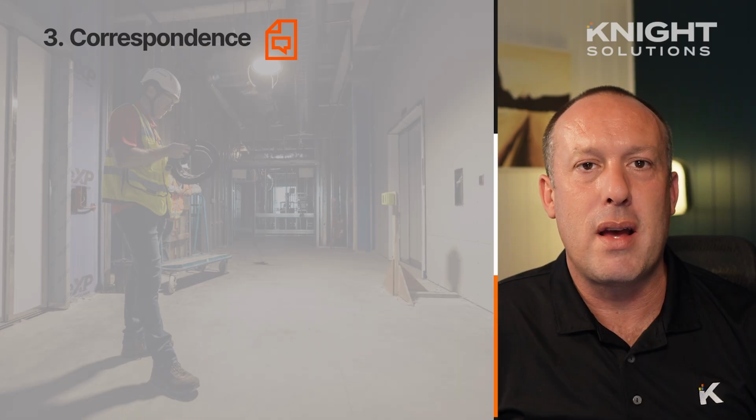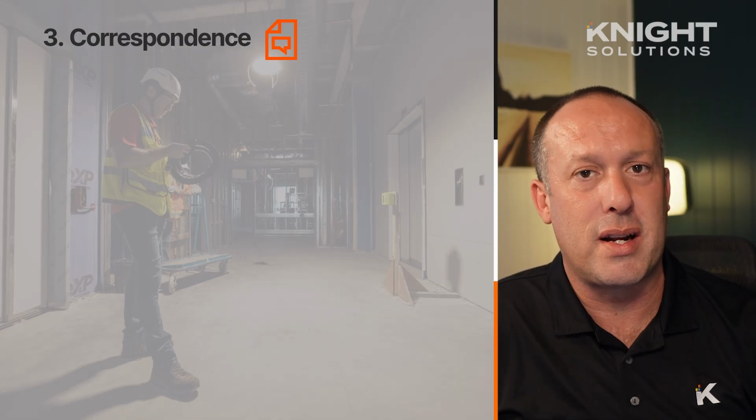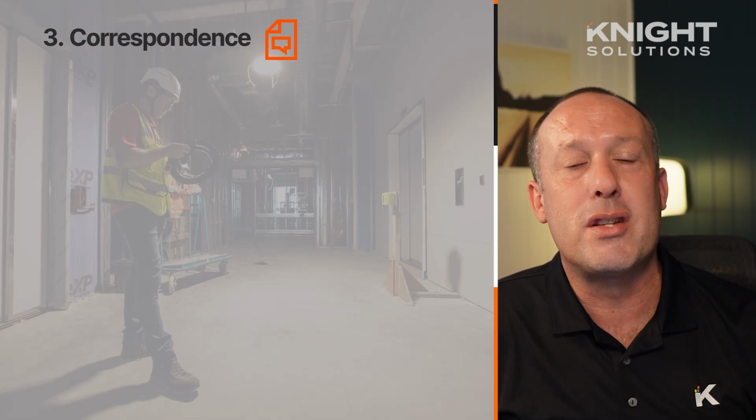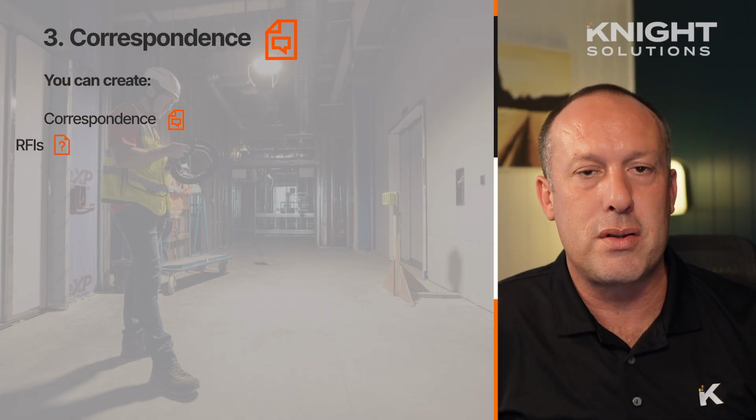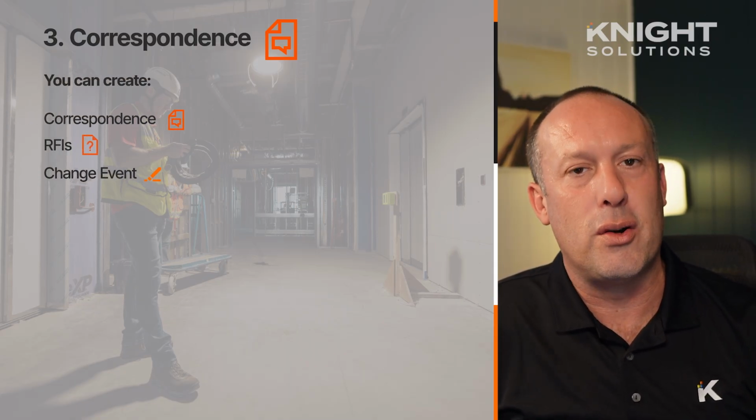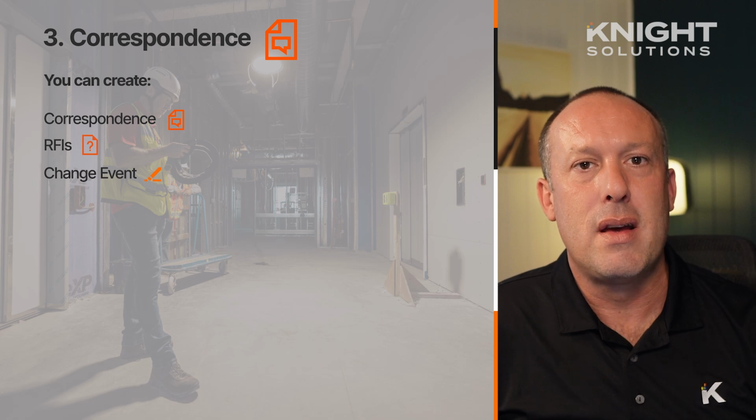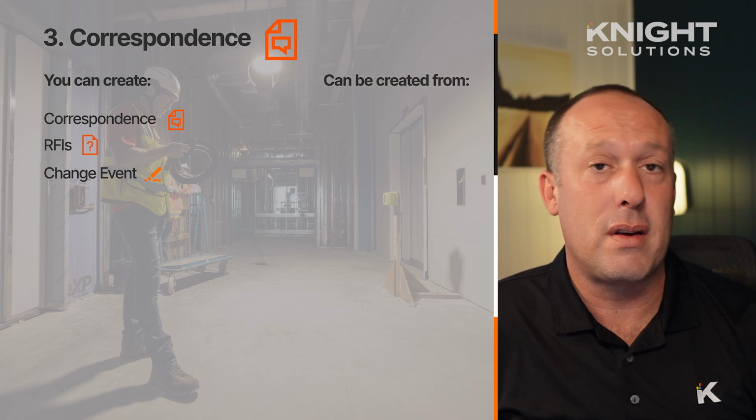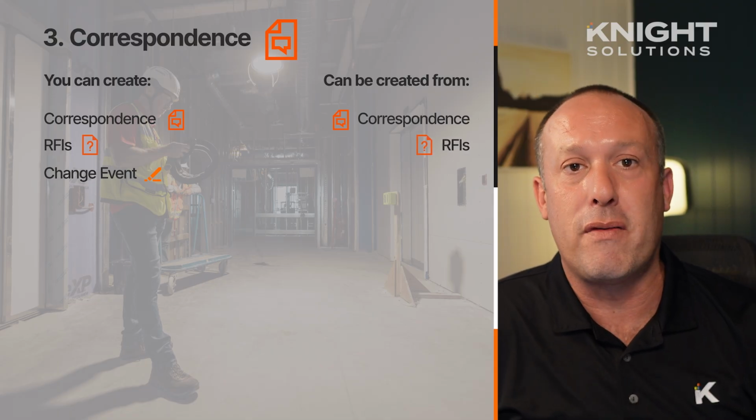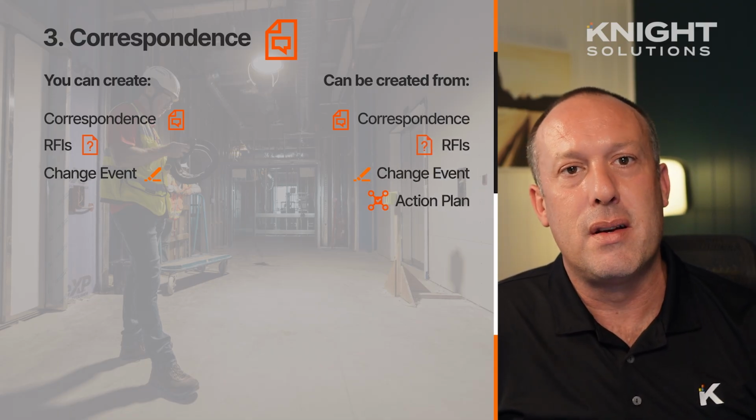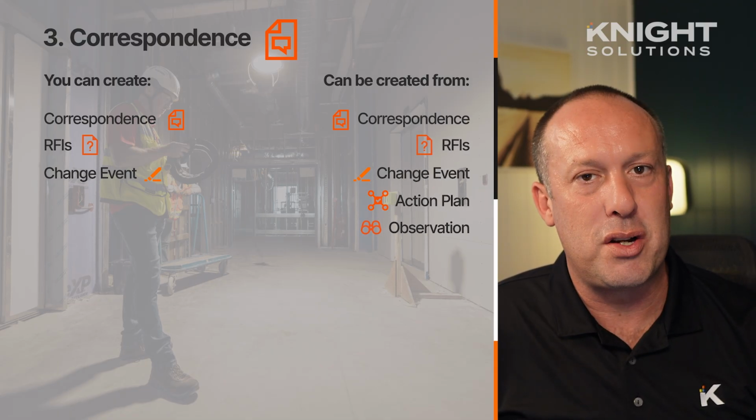Coming in at number 3, and I did think this would be higher when we first started looking at this video, is correspondence. With correspondence, you can create other correspondence, you can create RFIs, and you can also create change events. In terms of creating correspondence, again, we can create them from other correspondence. We can also create them from RFIs, change events, action plans, and observations.